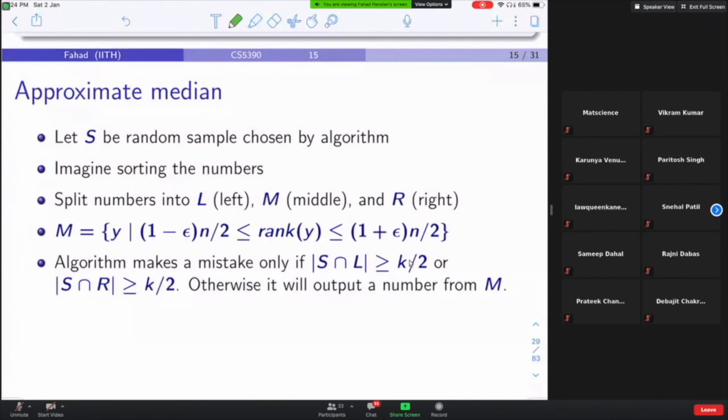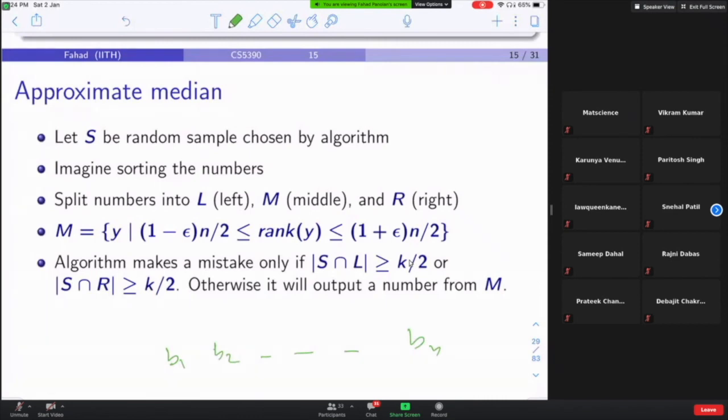Imagine sorting A1, A2, ..., AN. Assume the sorted order of A1, A2, ..., AN, call it B1, B2, up to BN. This is the sorted order of A1, A2, ..., AN.